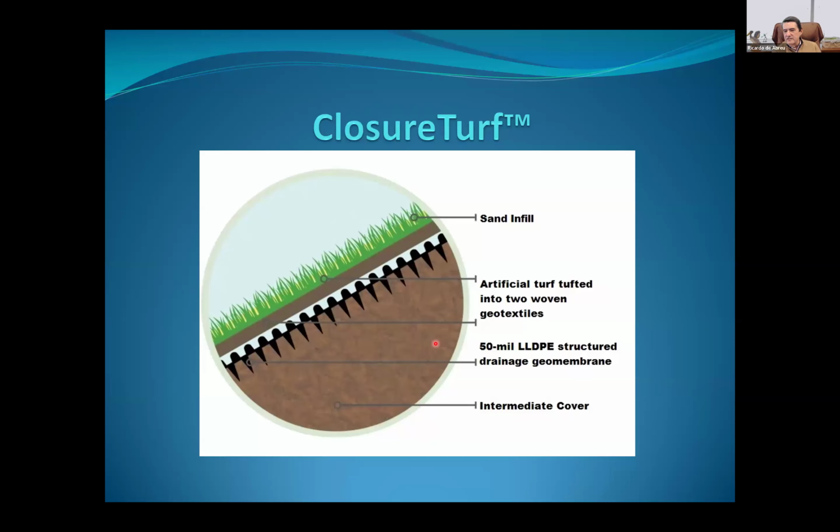So how does this system work? You have the intermediate cover, the 12 inches that I showed previously. Then you have the 50 mil double LDPE structure, and this is really your liner here. Okay, so the liner is not the turf. The barrier is here. It's the double LDPE. Then you have the artificial turf with two woven geotextiles, and you have sand fill. Okay, this system is from 2013.